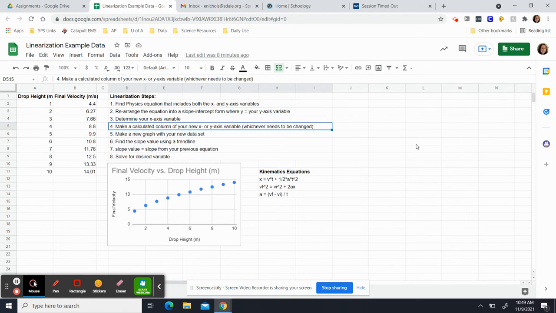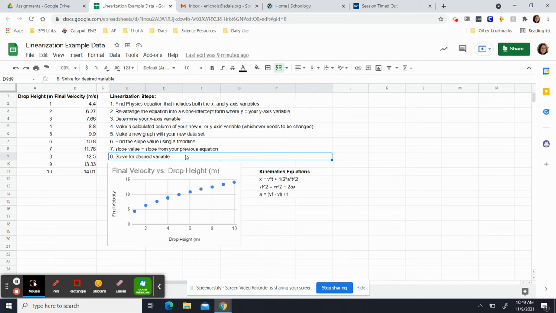Then I'll have to make a calculated column for my new x or y data, whatever has to be changed. Then I'll make my new graph, find the slope value using a trend line, and then set that slope value equal to the slope formula from the equation I made from that slope-intercept form. And then I can use algebra and solve for my desired variable. That's a lot. There's a lot of steps to this. It's kind of a complicated process, but once you've done it a couple of times, it's really not that bad.